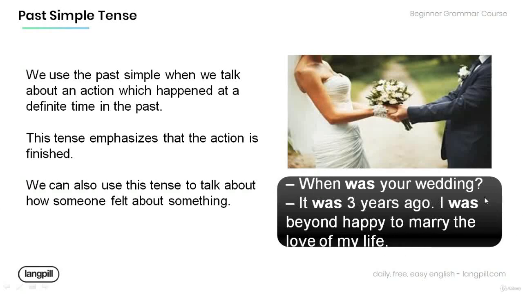When was your wedding? It was 3 years ago. I was beyond happy to marry the love of my life.